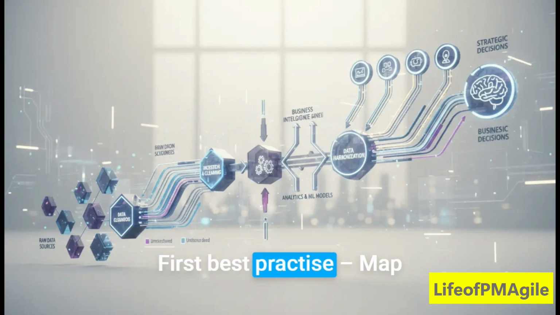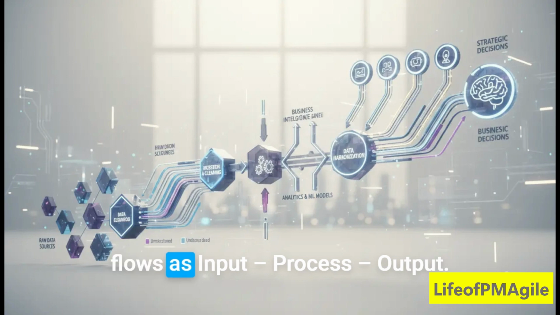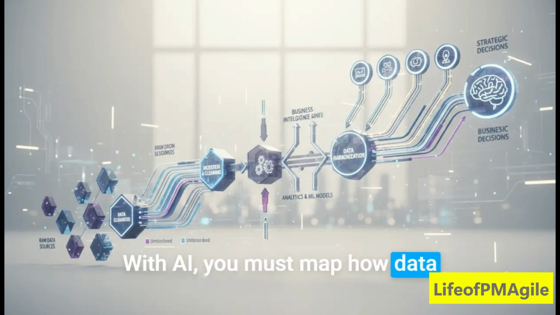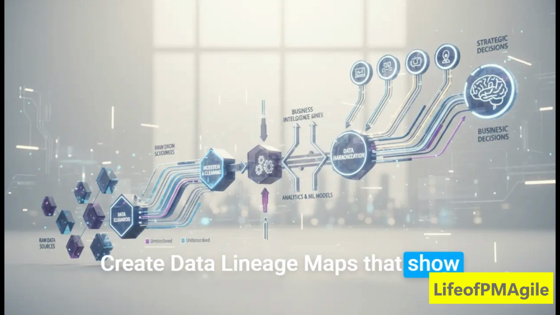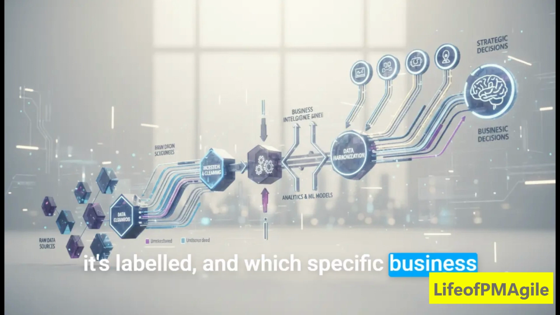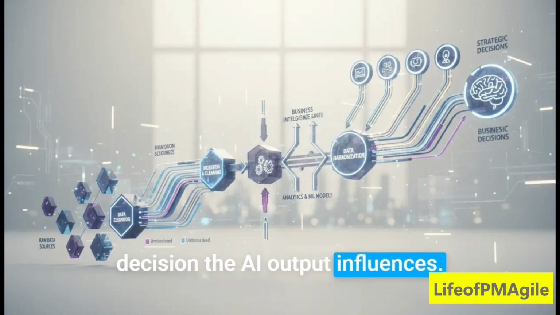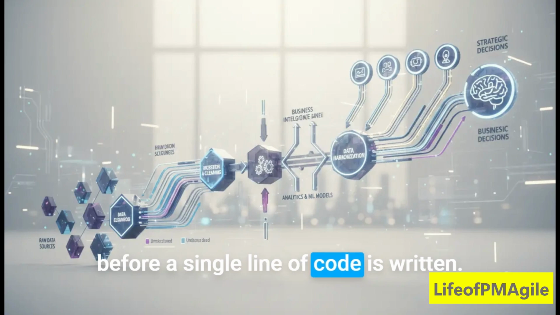First best practice, map the data to decision flow. Traditional BAs map process flows as input, process, output. With AI, you must map how data transforms into an automated decision. Create data lineage maps that show where the training data comes from, how it's labeled, and which specific business decision the AI output influences. It helps the project team identify single points of failure in the data chain before a single line of code is written.